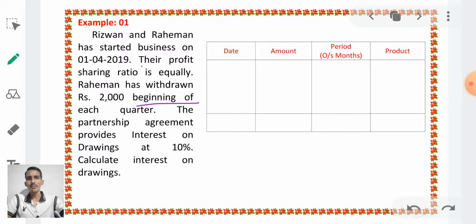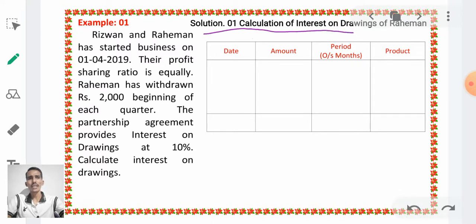Each quarter, the partnership agreement provides interest on drawings is 10%. Interest on drawings is also clearly mentioned. Okay, now I am going to solve this problem. See here, this format. Before that, we have to write here solution 1, calculation of interest on drawings of Rahman.